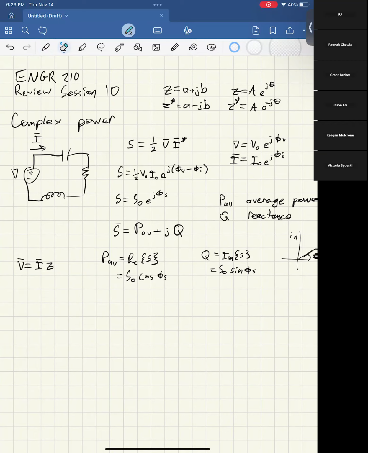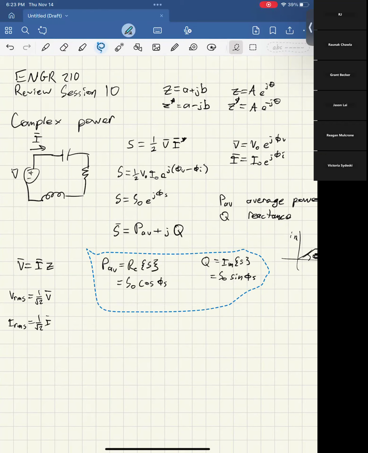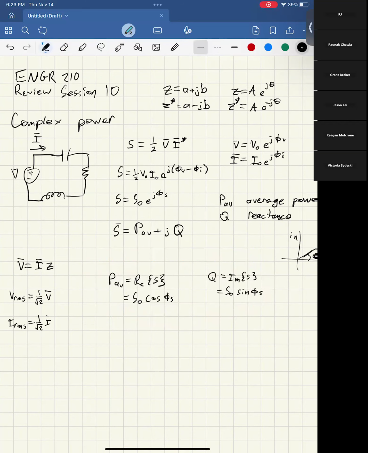But it's basically just V_RMS equals 1 over root 2 V. That's what you end up getting. So likewise, I_RMS equals 1 over root 2 I. So we can also say that S equals V_RMS times I_RMS conjugate. And that's nice because it just gets rid of the 1/2. It makes it look a bit nicer.